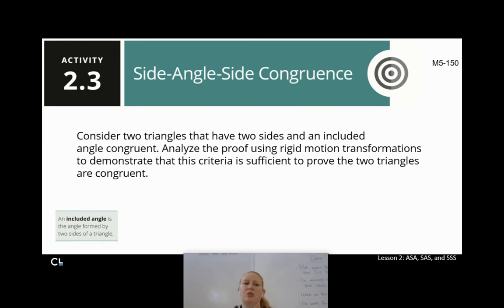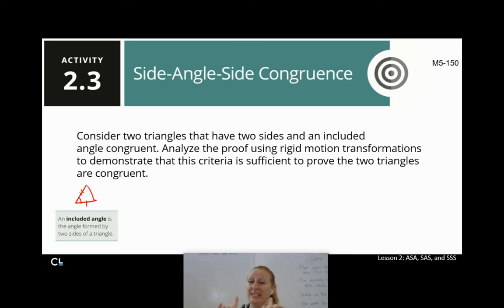So page 150 and 5-150, it's where you should be in your book. I'd like you to consider two triangles that have two sides and an included angle congruent. Now, when we say included angle, it's kind of down here in the corner. An included angle is the angle formed by two sides of a triangle. If I'm talking about this side and this side, we're literally talking about the angle in between those sides. So it's not any angle of my triangle. If it's an included angle, it's the angle between the two sides.